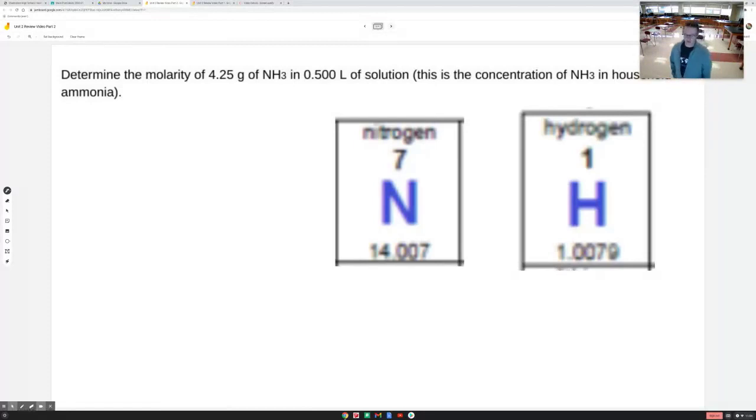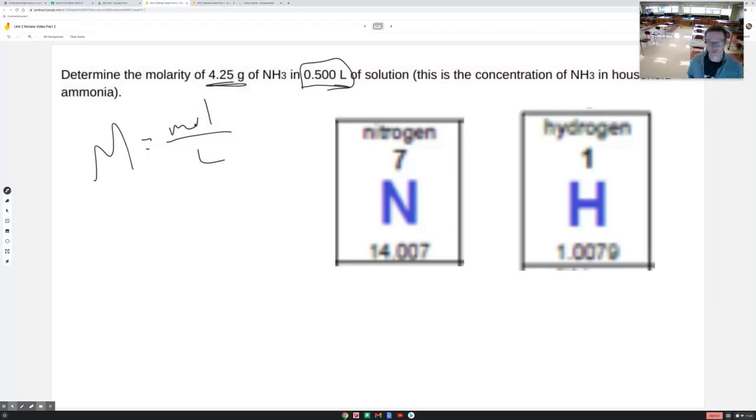What is the molarity? Sorry, this came out really blurry. I had to blow it up. 4.25 grams of ammonia in half a liter of solution. So the trick here, we got liters. Remember, molarity equals moles per liter. We've got liters, so we're good there. But we didn't get moles. Instead, we got grams. So you have to convert the grams to moles. Moles equals grams times molar mass.